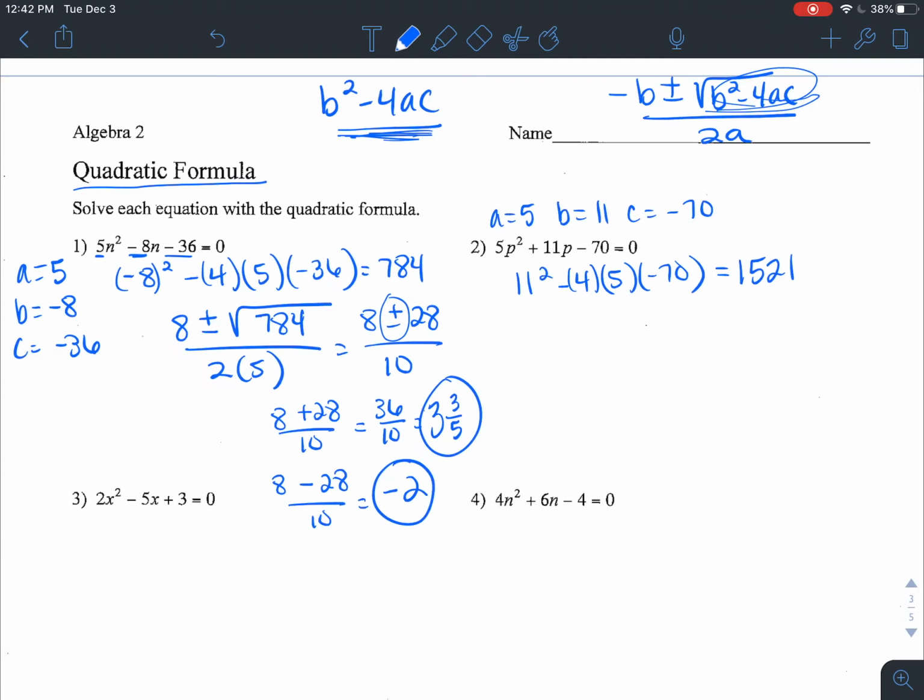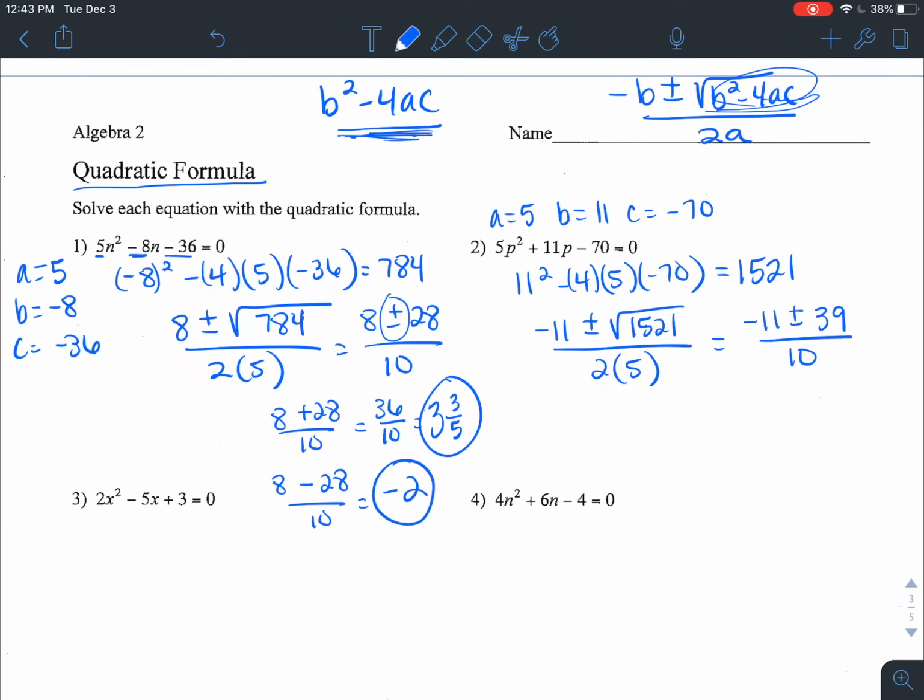So now we're going to plug into our formula. So we have negative b, so negative 11 plus or minus the square root of 1521 all over 2 times a. So then we split this. Oh, sorry, not yet. Let's go ahead and simplify our radical. So this actually becomes 39. So the square root of 1521 is 39. Again, notice that the square root sign is not there anymore. So once you use it, it's gone.